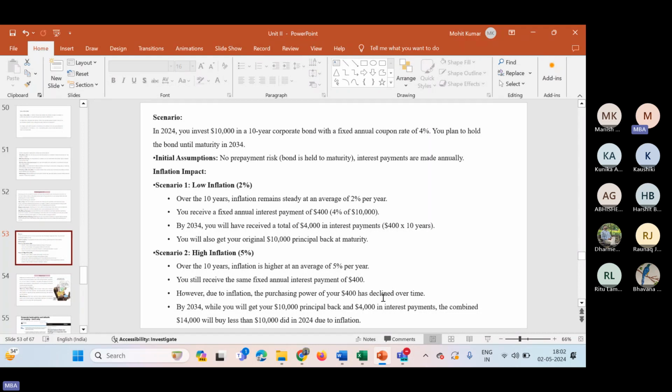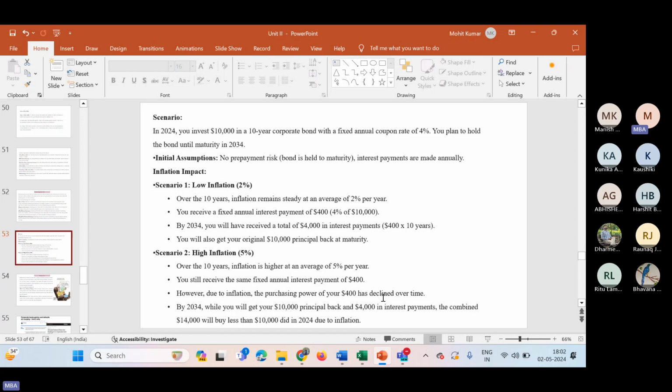You will anyway receive your 400, and that is much better than a 1% coupon rate or something, because your purchasing power will be constantly increasing and inflation is not going to eat that. Okay. But what happens if the situation goes to 5%?